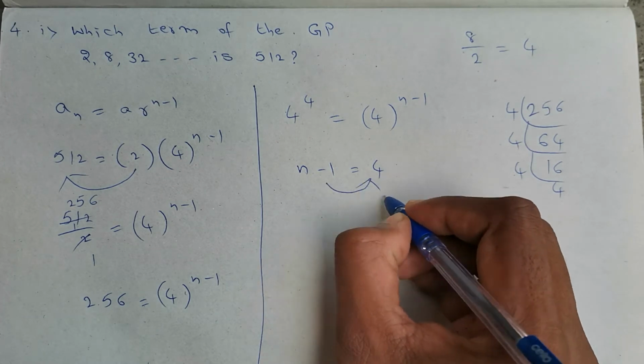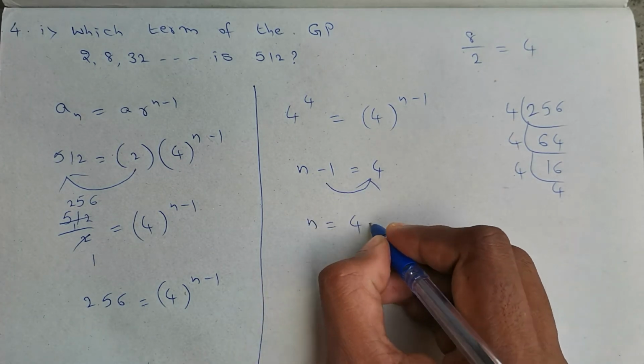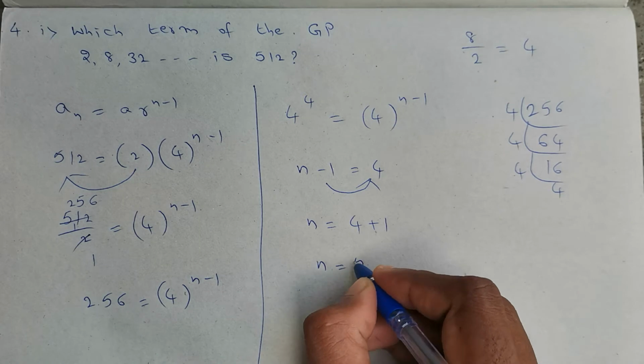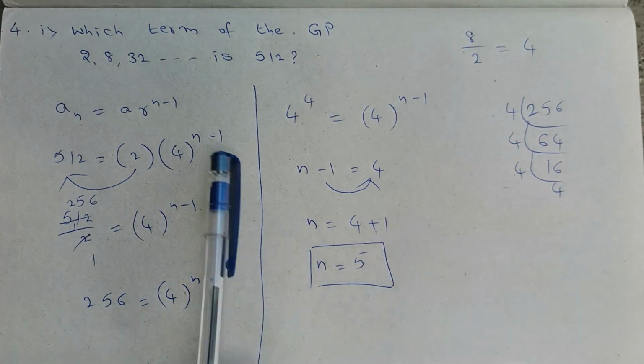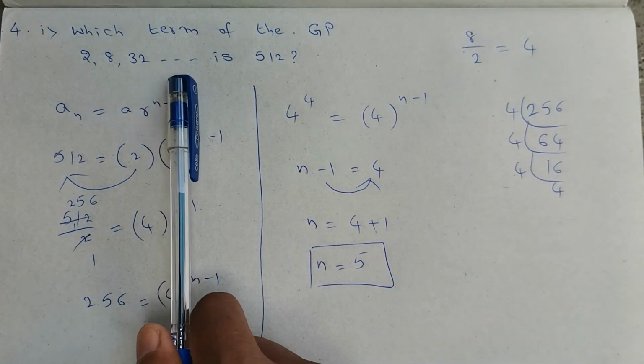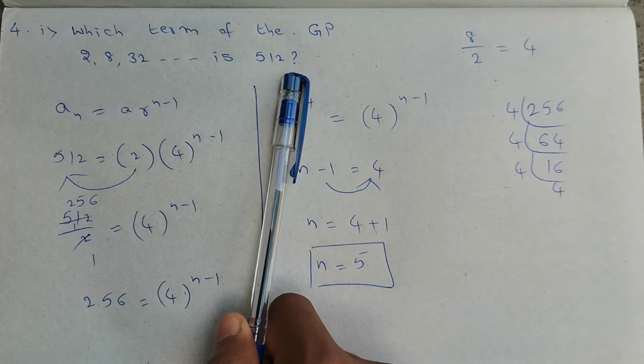This minus 1 I will take to the right side. So n is equal to 4 plus 1, that is 5. So it means the fifth term of the given GP is 512.